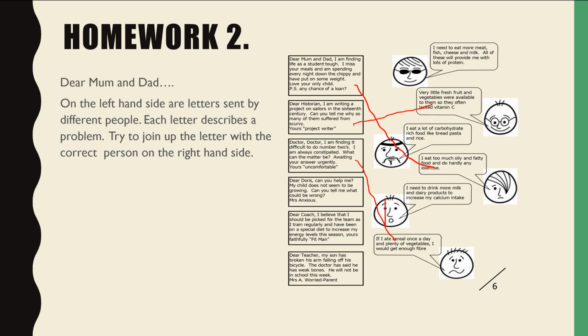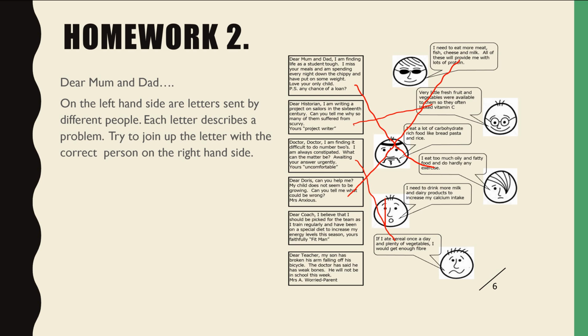"Dear Doris, can you help me? My child does not seem to be growing. Can you tell me what could be wrong? Mrs. Anxious." So as we've looked at previously, for growth you need protein. So this one should be joined up with the top one. "I need to eat more meat, fish, cheese and milk. All of these will provide me with lots of protein."